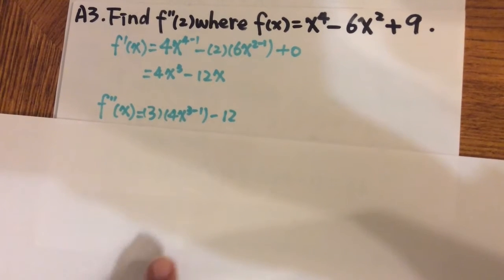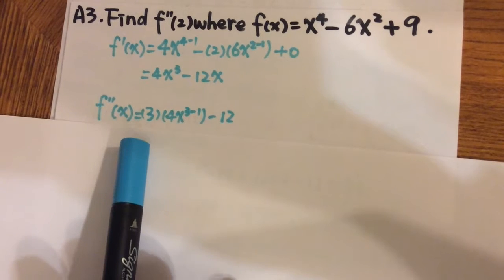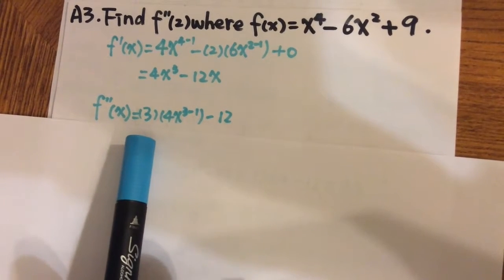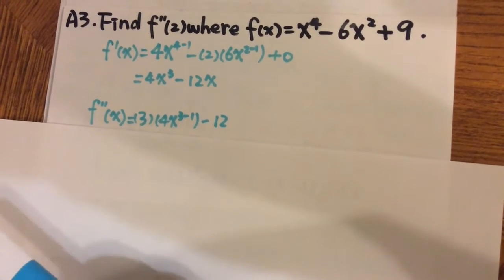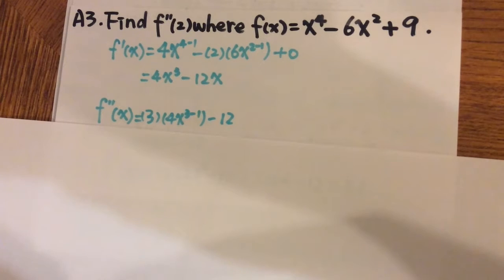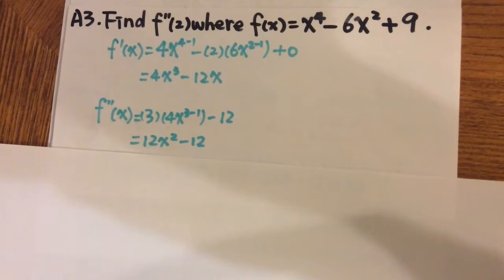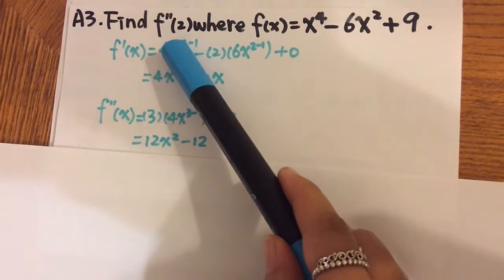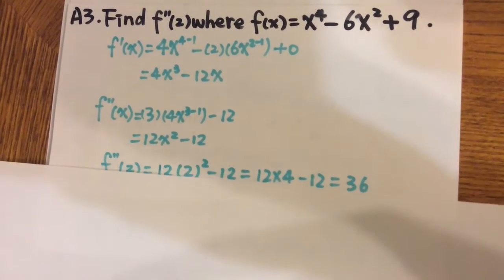And the next step we will find f double prime of x, and it is equal to, also using the power rule, 3 times 4x and the power is 3 minus 1, and minus 12. So finally we got 12x squared minus 12. At this time we will find f double prime of 2. So we put 2 in this equation.